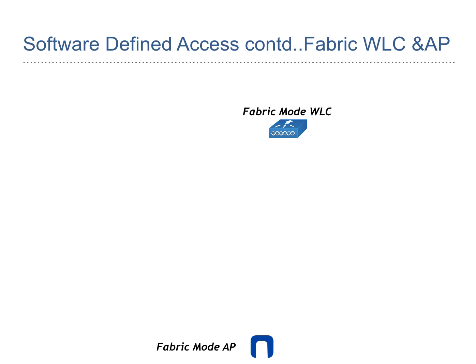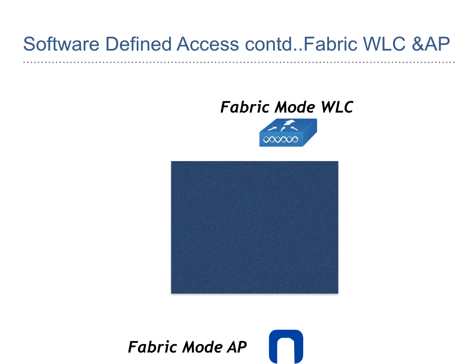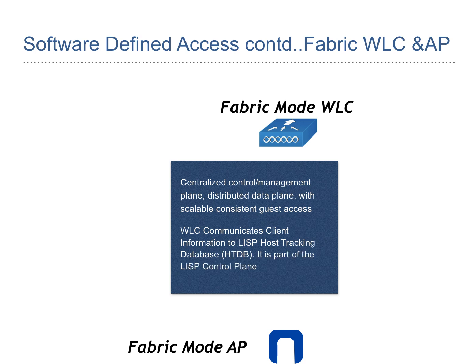Apart from that, for the control plane, as I said, the CAPWAP tunnel is still being leveraged from all your access points to your WLC, over-the-top concept. I mean, Fabric has become just a transport layer, right? So you can see a few salient features. Like I said, it's a centralized control plane management and a distributed data plane, which is distributed because of the nature of the architecture of software defined access. And the WLC also communicates with your LISP database, the host tracking database, you can say, for your control plane communication, right? So that is also one of the key important factors.